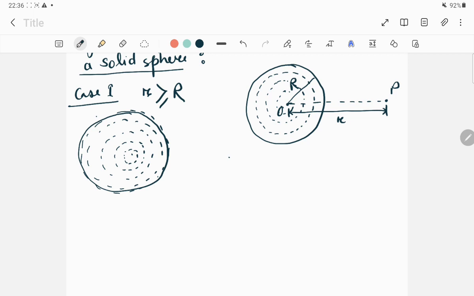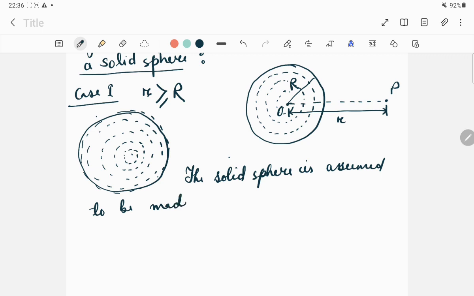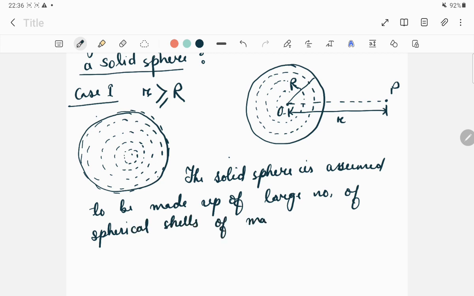And in this case we will consider that the solid sphere is assumed to be made up of a large number of spherical shells of masses m1, m2, m3, like that.